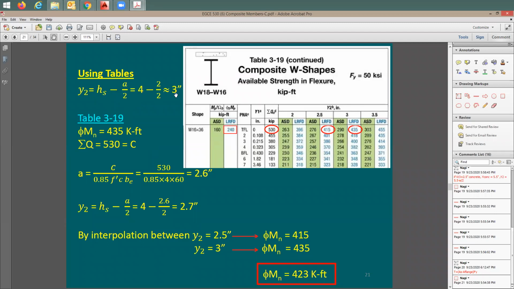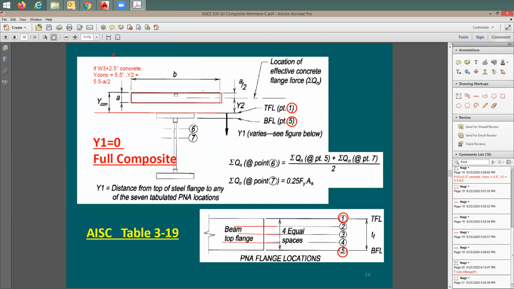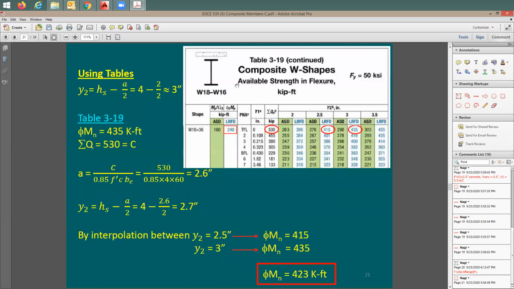So now I know which Y2 I'm going to be using. Let me go back just to confirm what is Y2. Y2 is the distance from the center of the compression block to the top of the steel beam. So, okay, good. Let me look here at this table. In this table, it says summation of Qn for this steel beam is going to be equal to 530 kips.